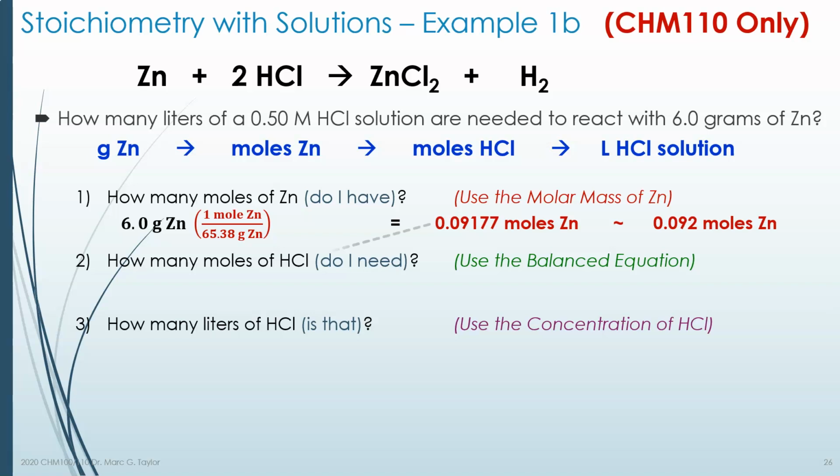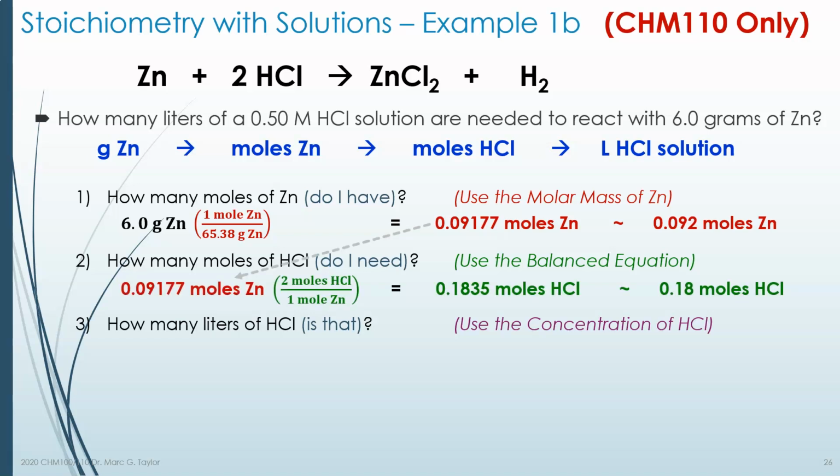So let's use the unrounded version to do the conversion of moles of zinc to moles of HCl. We know we have 2 moles of HCl per 1 mole of zinc from our balanced equation, and then that will give us twice as many moles of HCl, 0.1835 moles of HCl. If we were asked how many moles of HCl do we need, we would just round that to 0.18 moles, but we're going to use this to continue to calculate the final volume of HCl.